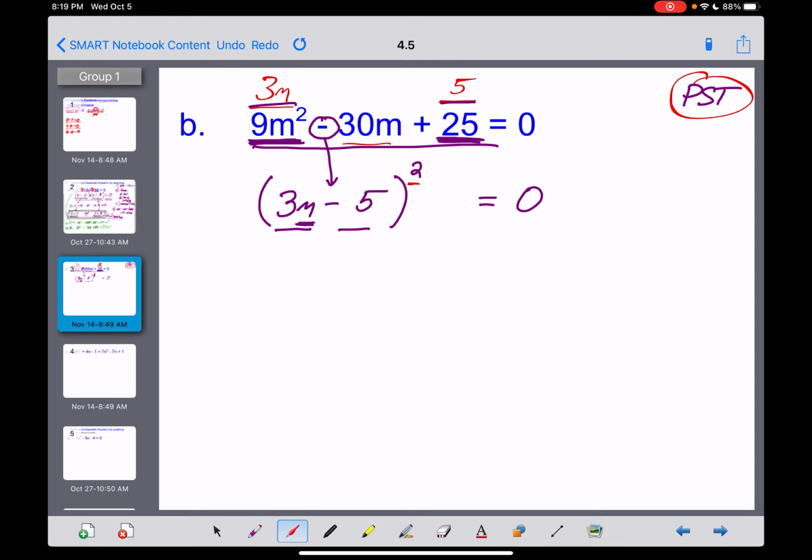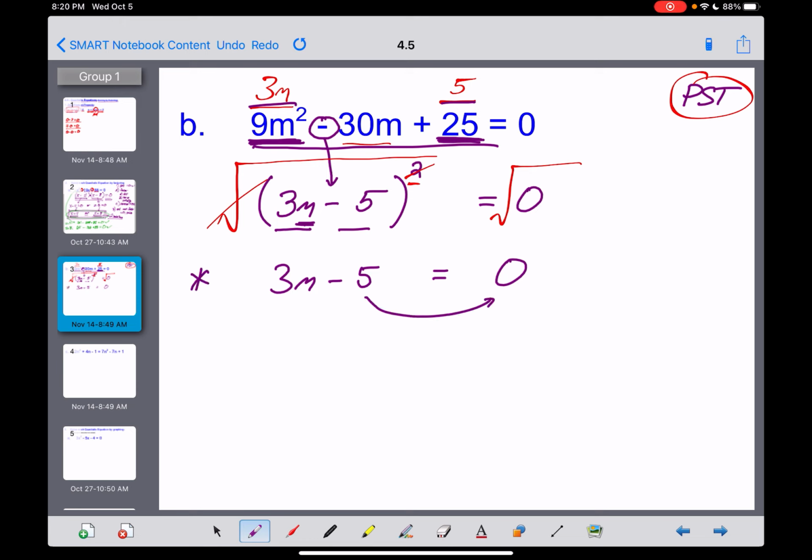We're going to undo that square by doing the square root of the left and the square root of the right. The square and the square root cancel each other out, just leaving us with 3m minus 5 equals, and the square root of 0 is 0. Well, that wasn't that bad. Now, this looks like an Algebra 1 linear equation.